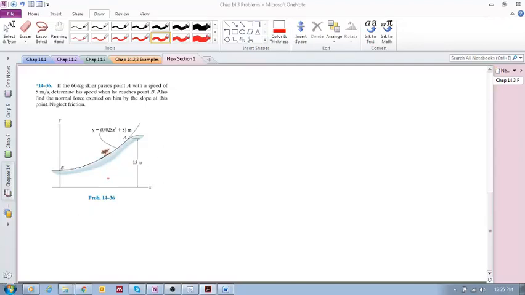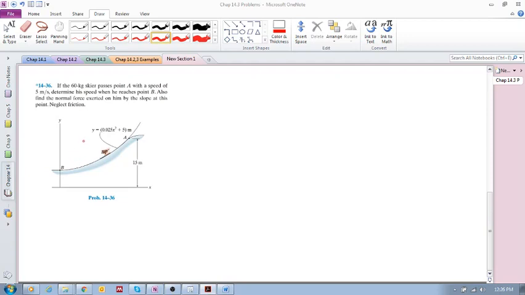Okay, guys, let's have a look at 1436. If the 60 kilogram skier passes point A with a speed of 5 meters per second, determine his speed when he reaches point B. So that's question 1, determine the speed at B. Also, find the normal force exerted on him by the slope at this point.